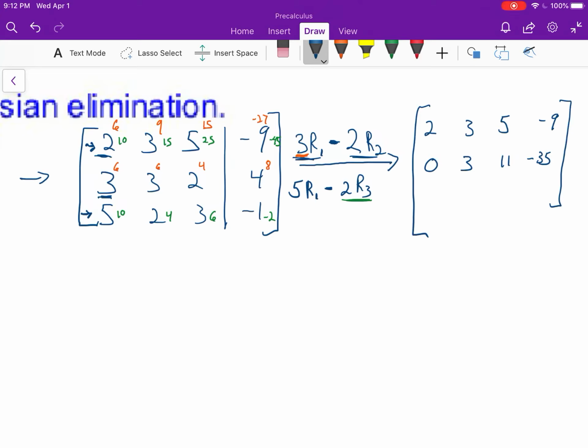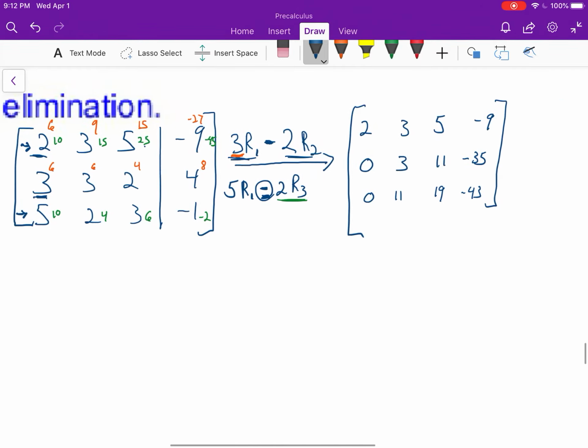And once again, we are subtracting. So 10 minus 10 is 0. 15 minus 4 is 11, we're doing the greens. 25 minus 6 is 19. And negative 45 minus negative 2 is like negative 45 plus 2, so that is negative 43. Great, so we got our first 2 zeros. Now we want to get our last and final 0.